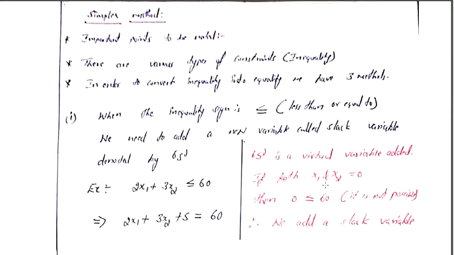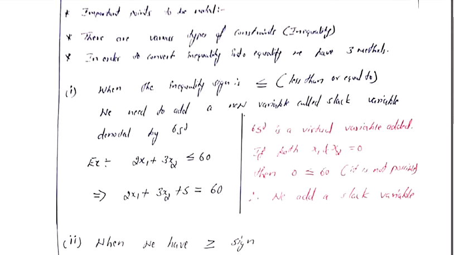If both x1 and x2 are equal to 0, then according to this equation we have 0 less than or equal to 60, which is not possible. That is why there should be a virtual variable, which we call a slack variable, added to the equation. So we add 2x1 plus 3x2 plus s, the slack variable, and that is equal to 60. We add a slack variable in this kind of situation.